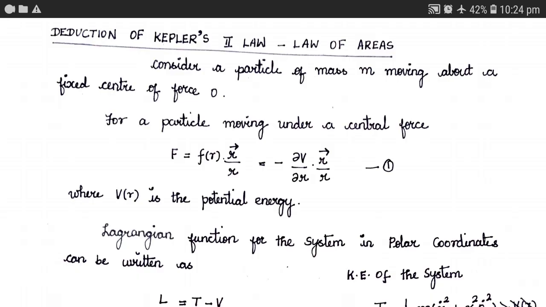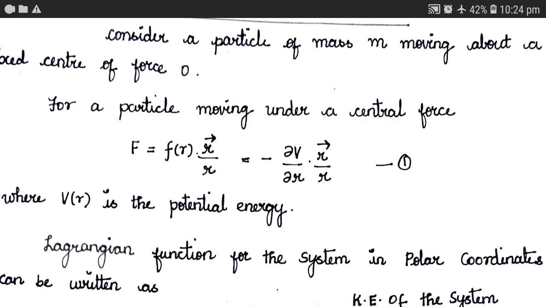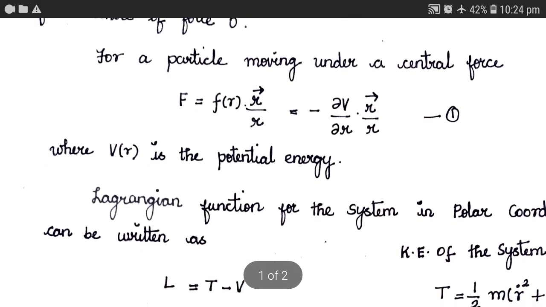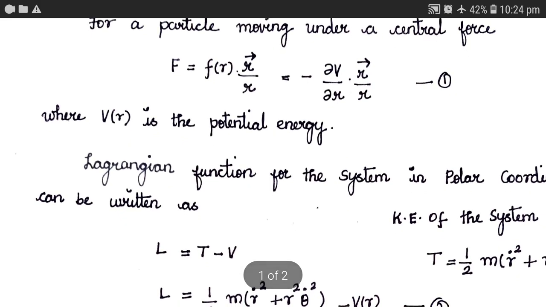For such a particle moving under a central force, by the definition of central force, the force F is defined by F = f(r) r vector by r. This f(r) is nothing but a function of the distance r. Here f(r) is equal to minus ∂V/∂r into r vector by r. Here this capital V is nothing but the potential energy of the system.